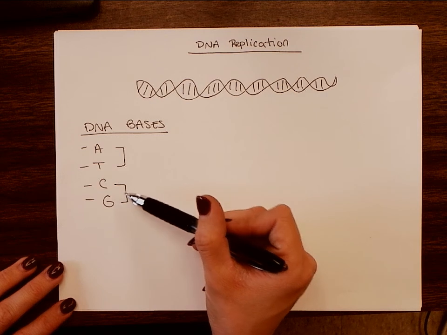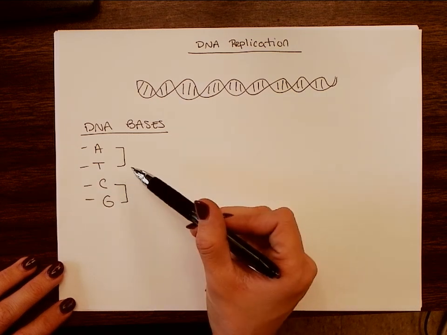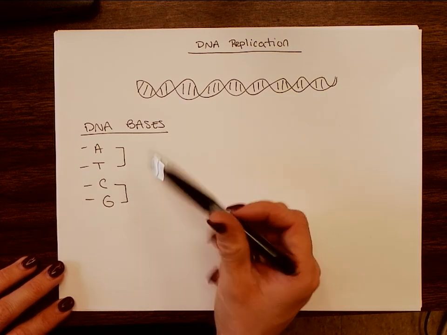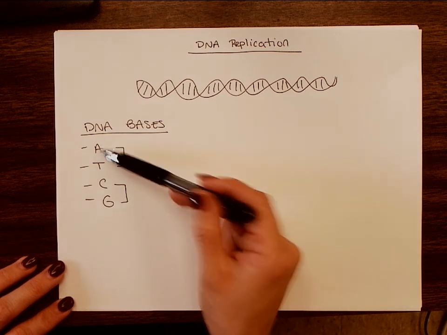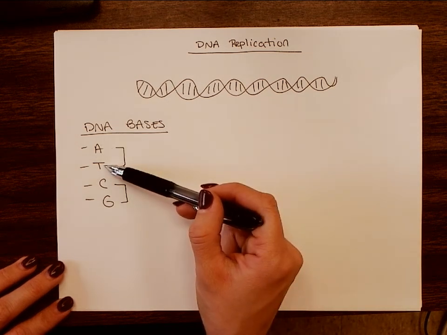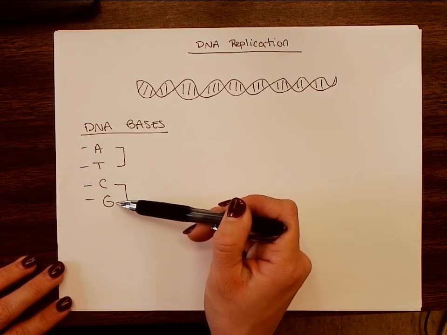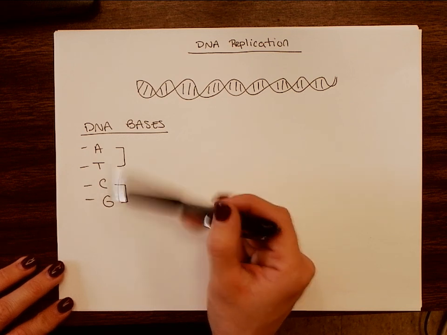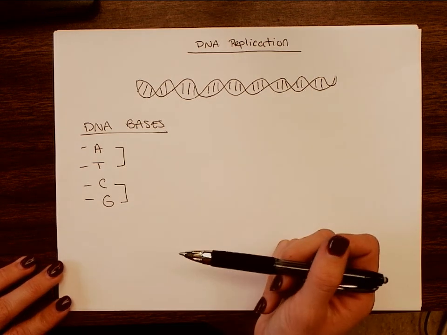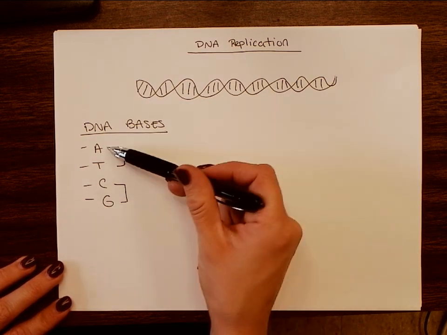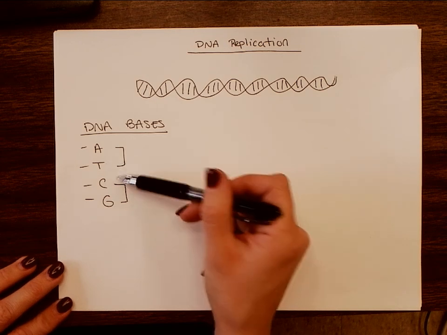Now, if you are not someone who works well with mnemonic devices, if we just take a look at the shape of our letters, A and T both have nice straight lines to them, so they're going to pair together because they're similar. And then C and G have curves to their letters, so because they're similar, they're going to pair together. Whichever way works for you, to know that A and T will always pair, C and G will always pair.